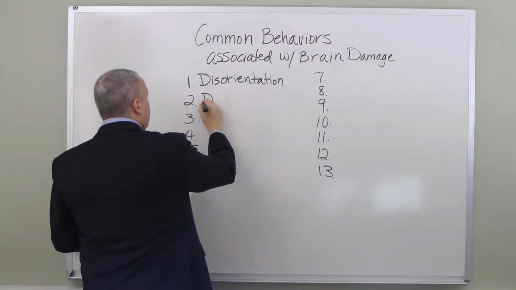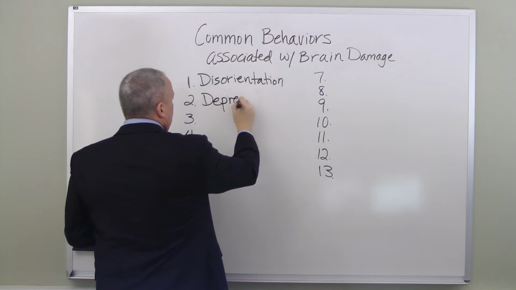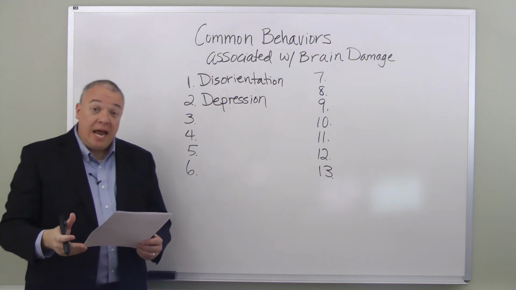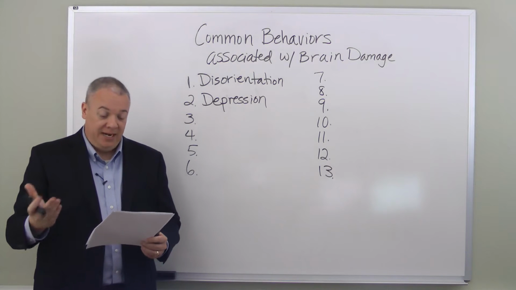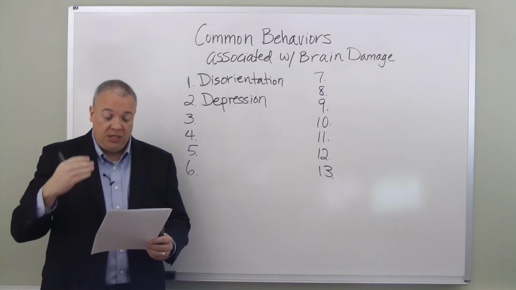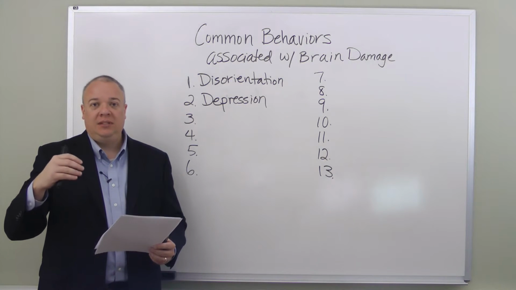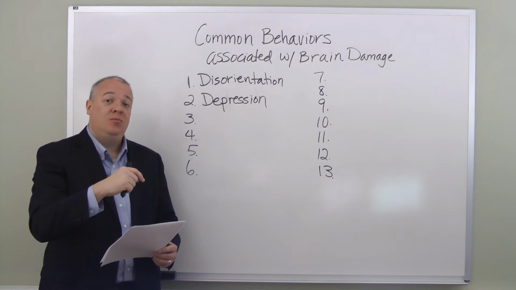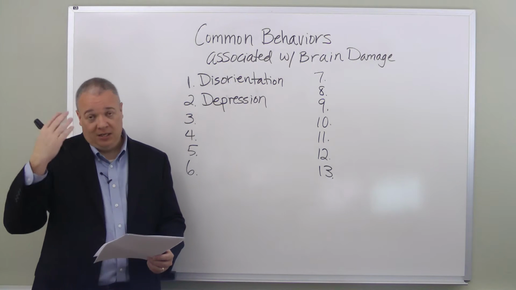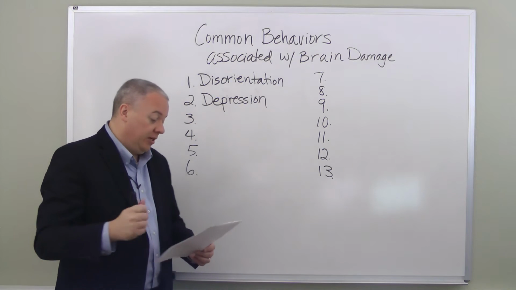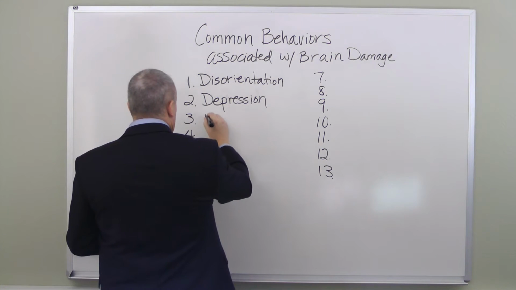2, we want to talk about depression. This is a state of unhappiness or hopelessness manifesting as withdrawal, crying, apprehension, or petulance. It's a depression not associated with something going on in their life, but is a direct result of the brain damage. Next, we want to talk about impaired judgment.